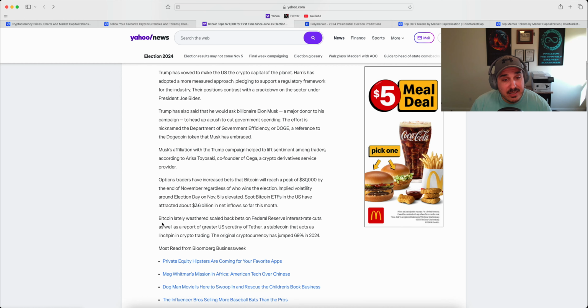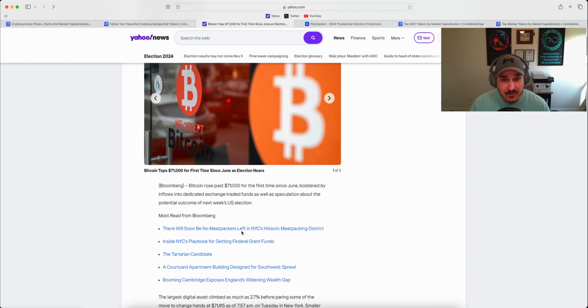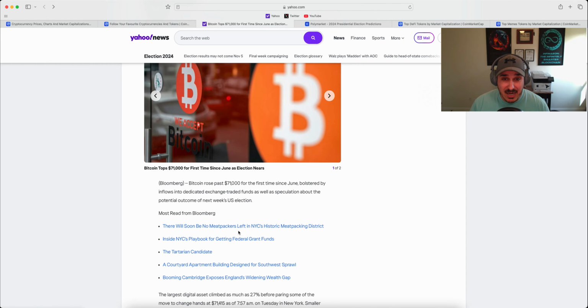Now, Bitcoin lately, whether it's scaled back bets on Federal Reserve interest rate cuts, as well as reports of greater U.S. scrutiny of Tether. So overall, when you count the inflows that they had into the ETF Bitcoins yesterday, and then you count the betting market so heavily favoring Trump, the market is definitely baking in a Trump win.